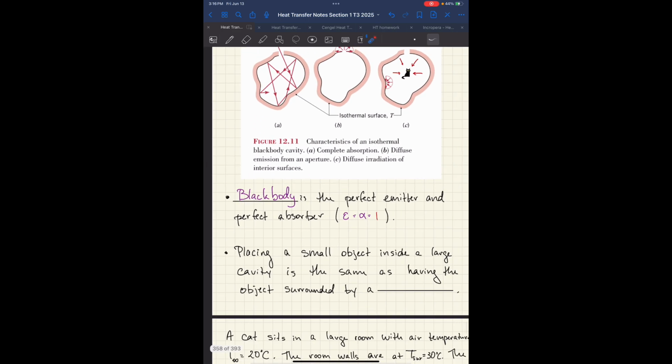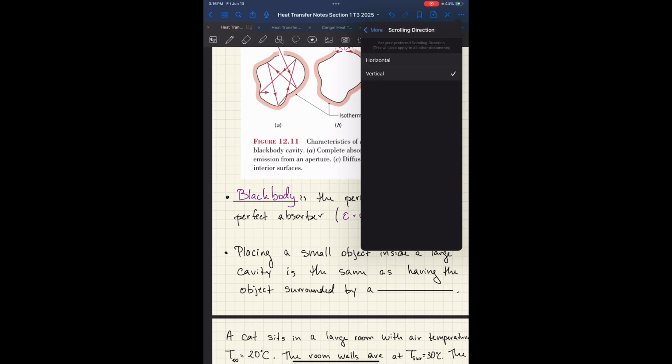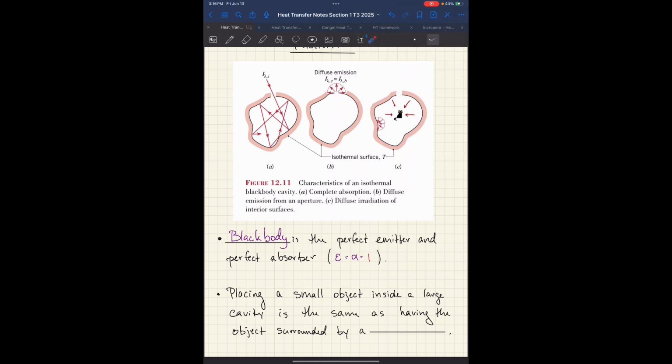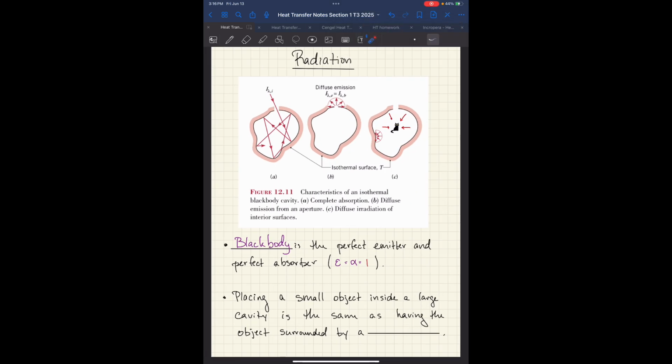So that's the whole point of this visual. In the classroom it works better to scroll vertically, but here I think it works better to scroll horizontally. So placing a small object inside a large cavity is the same as having the object surrounded by a black body.